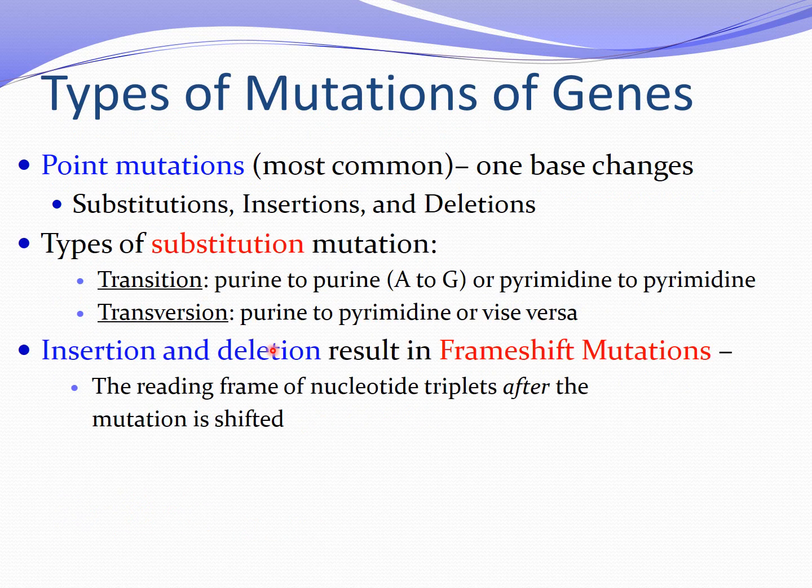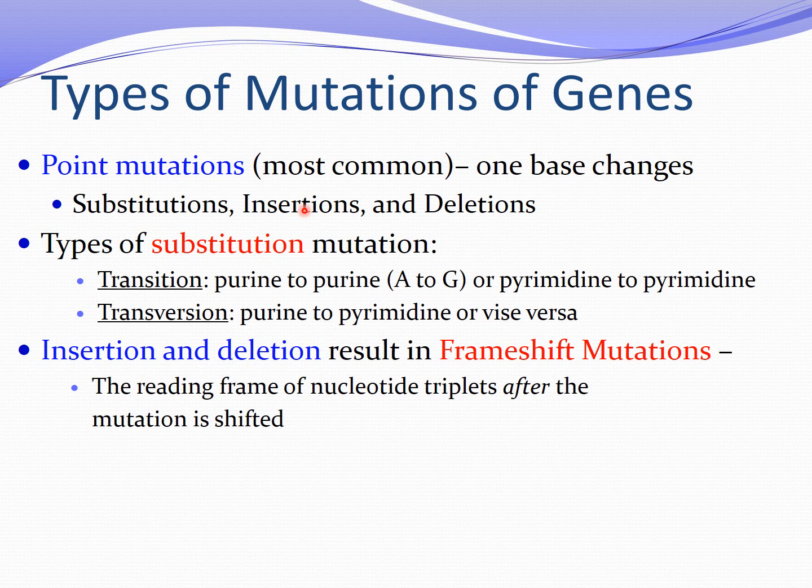The most common type of mutation is point mutations. All right, point mutations mean it affects only one base change. Okay, it affects only one nucleotide. It could be of different types. All right, so you could have substitutions. Substitutions mean one nucleotide is replaced by a different nucleotide. Okay, insertion means a new nucleotide gets added in the sequence, and deletion means removal of one nucleotide.